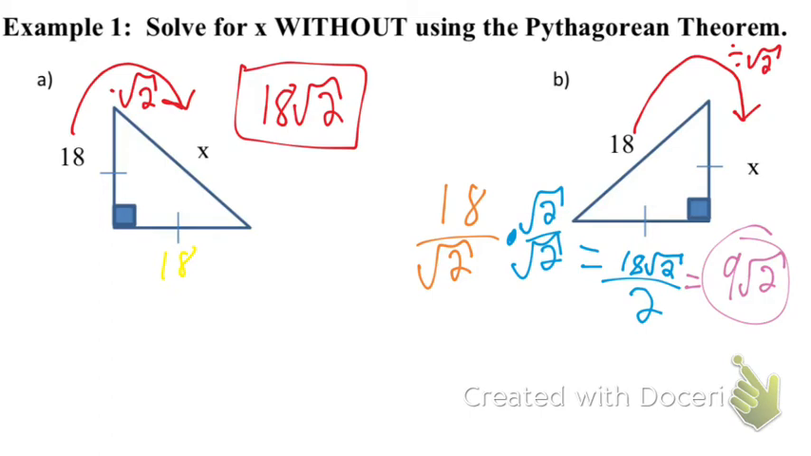You'd have square root of 2 times square root of 2, which is normal 2. Multiply that by 9, you get 18.